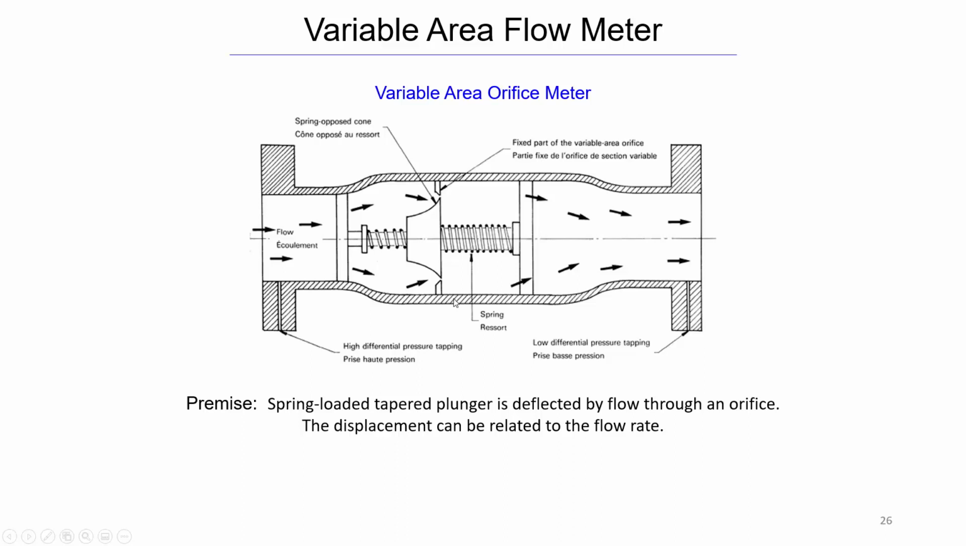This is the horizontal one. Essentially, it's the same, but instead of gravity, you have a spring. Spring-loaded tapered plunger. The plunger is deflected by flow through an orifice. The displacement can be related to the flow rate. Can be used horizontally.